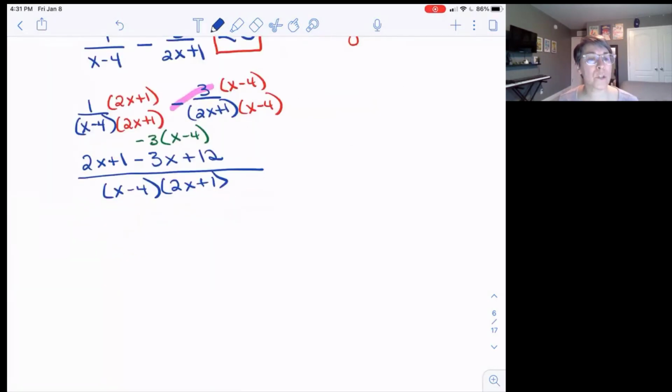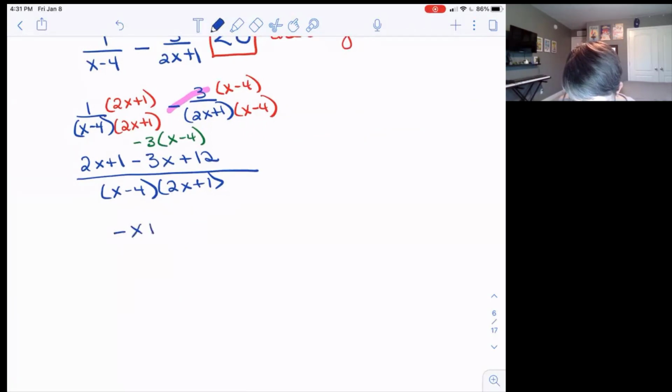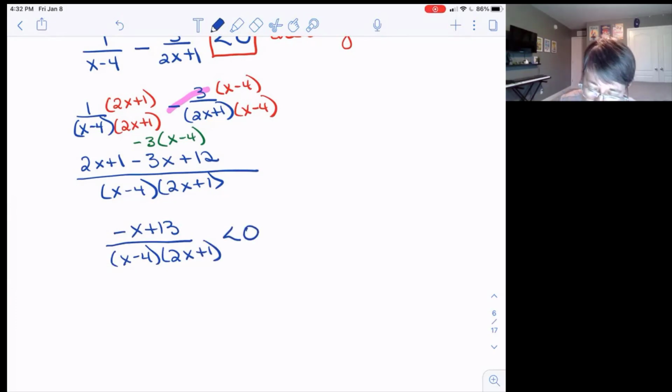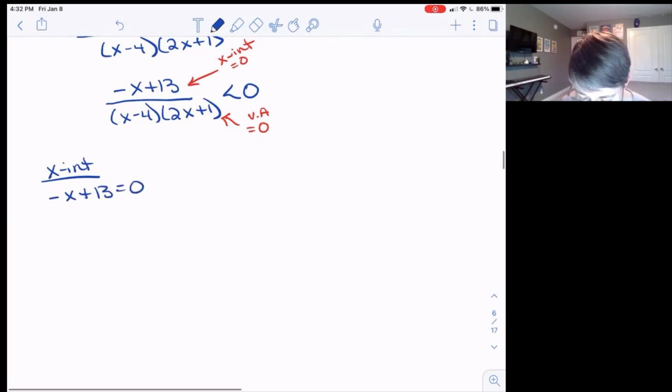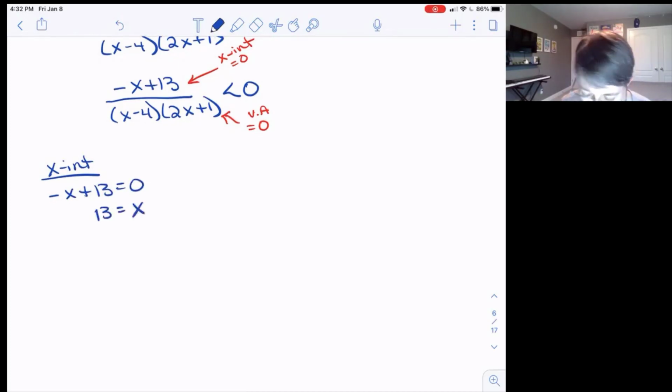Let's combine like terms in the numerator. We get a negative x plus 13 over x minus 4 times 2x plus 1. And again, we can bring back down the less than 0. And now we are looking for our x-intercepts by setting the top equal to 0 and our vertical asymptotes by setting the bottom equal to 0. So our x-intercept is where the opposite of x plus 13 equals 0. We can add x to the other side, so we get 13 equals x.